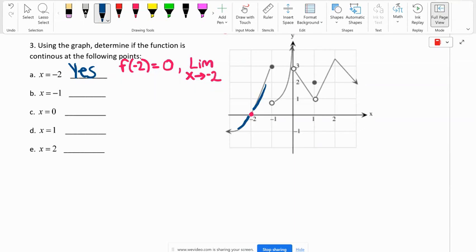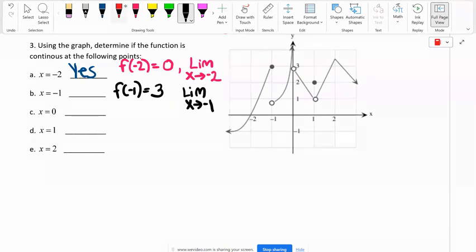All right, now let's look at letter B. So now we want to know, is it continuous at x equals -1? So right over here, x equals -1, we have an open circle, but what else do we have? A closed circle. Closed trumps open. So what is f of -1? 3.